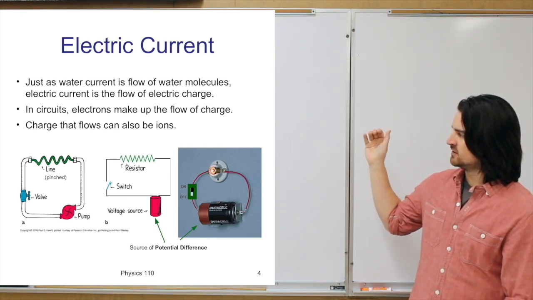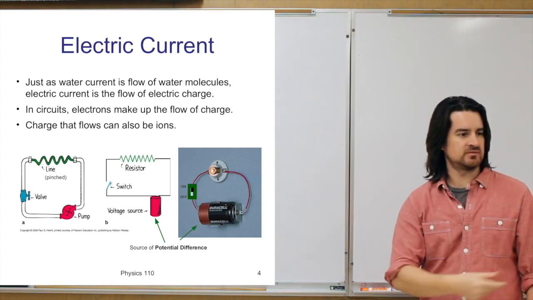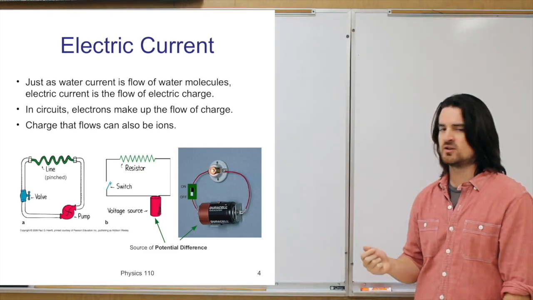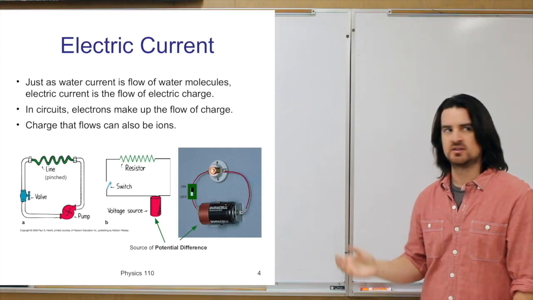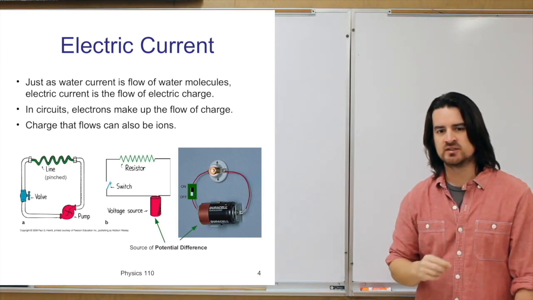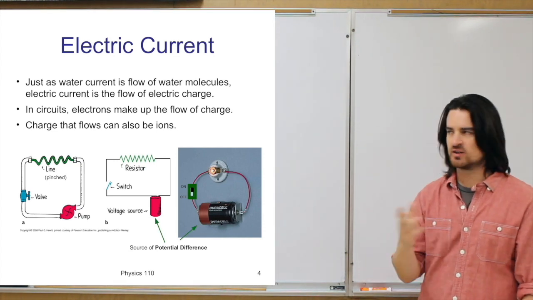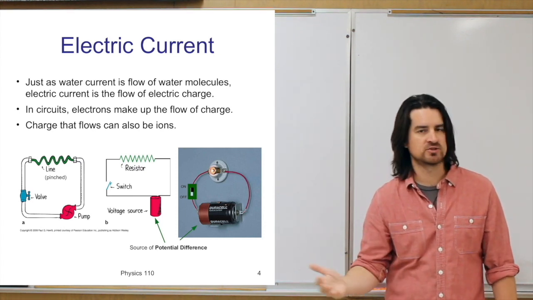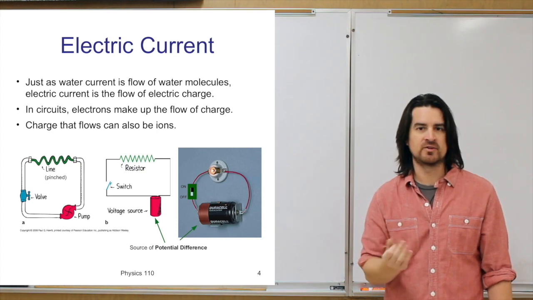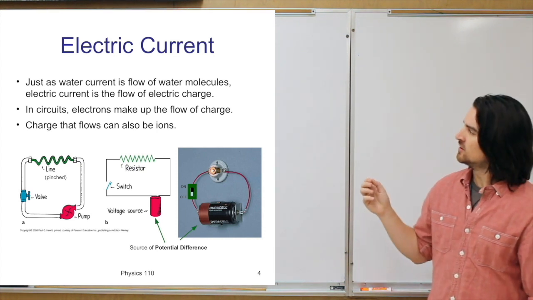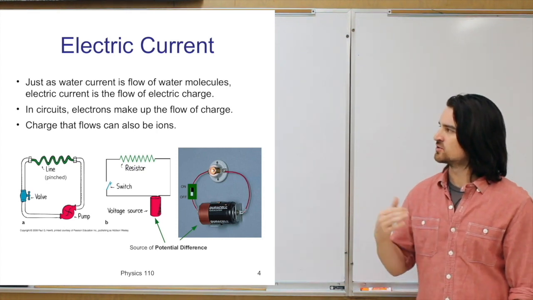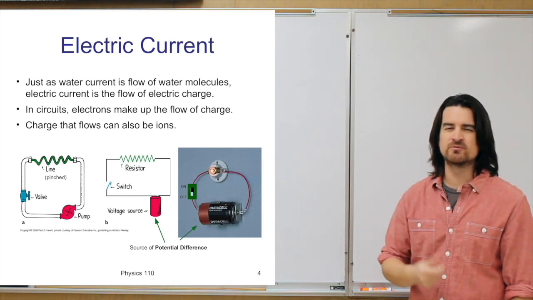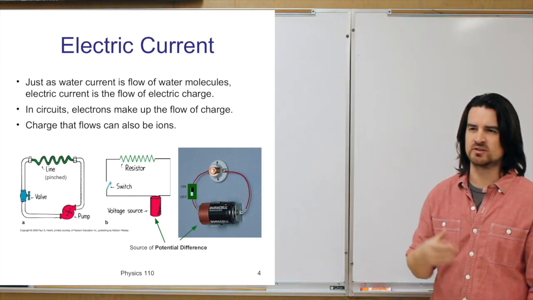And in circuits, like when you plug your phone into the wall to charge, the power lines that go along the street, the circuits inside of your computer, what's flowing in all of those are electrons. Remember, electrons are negatively charged fundamental particles of the universe. In most electric circuits, it's the electrons that are flowing, and for the most part, we're just going to think about electrons flowing.